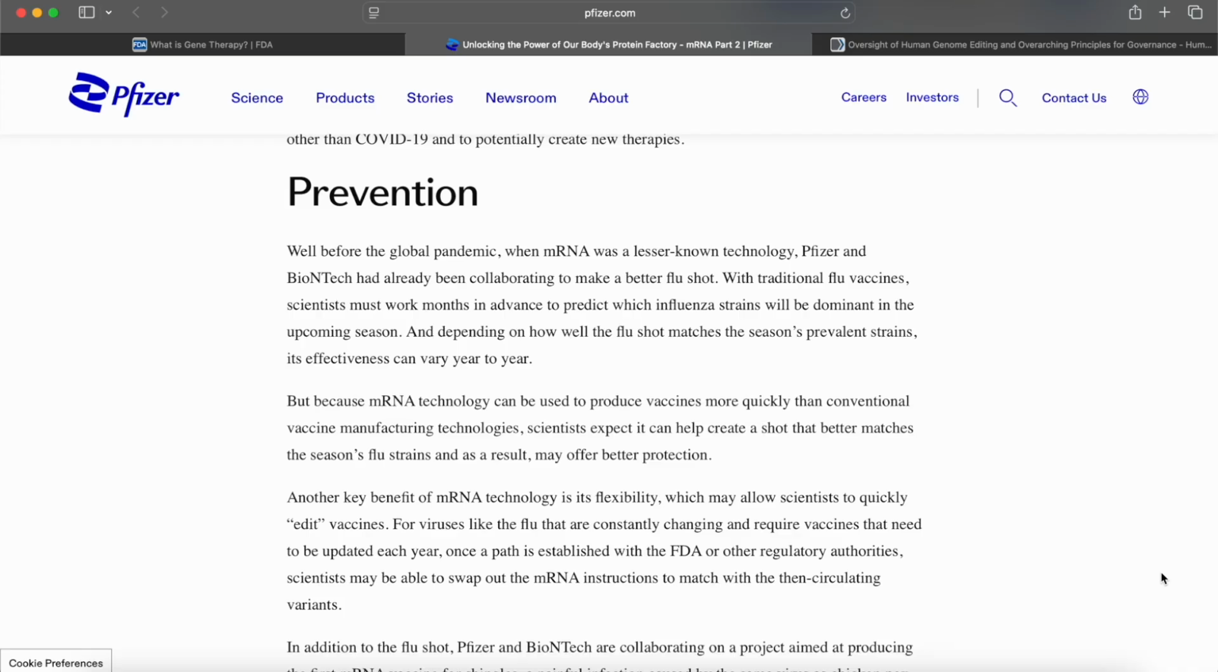Prevention. Well before the global pandemic, when mRNA was a lesser-known technology, Pfizer and BioNTech had already been collaborating to make a better flu shot. With traditional vaccines, scientists must work months in advance to predict which influenza strains will be dominant in the upcoming season. And depending on how well the flu shot matches the season's prevalent strains, its effectiveness can vary year to year.